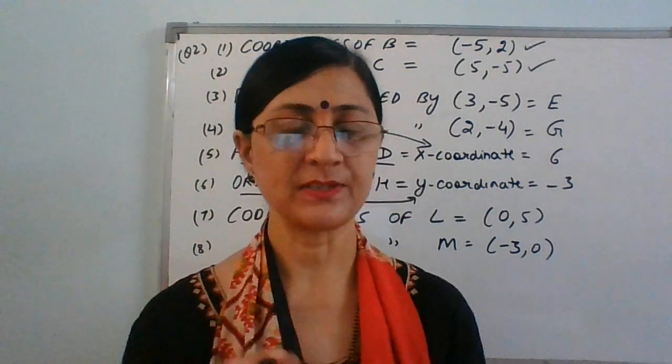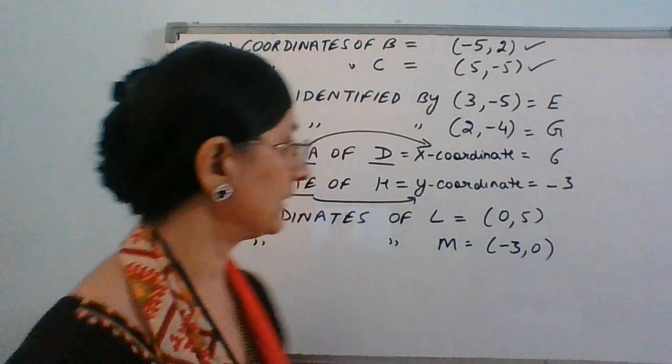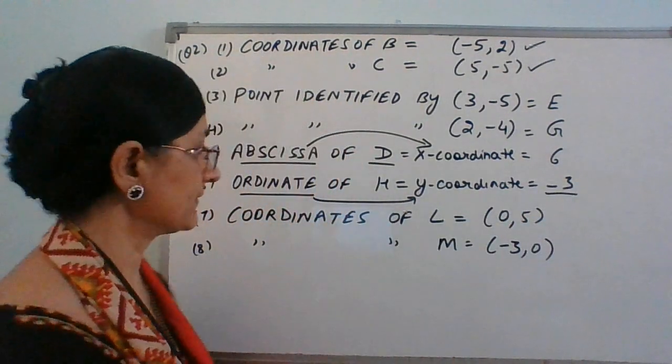Point H का you just have to see the y coordinate. जहाँ H लिखा उसका y coordinate देखो and that is -3. नीचे होगा negative side में.